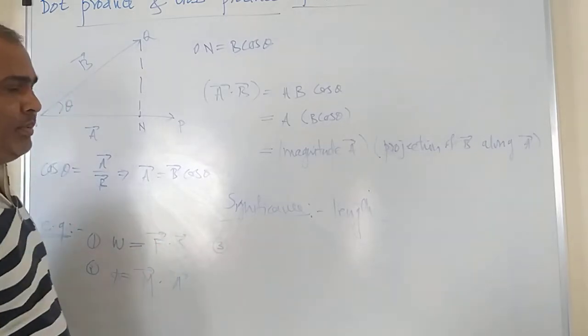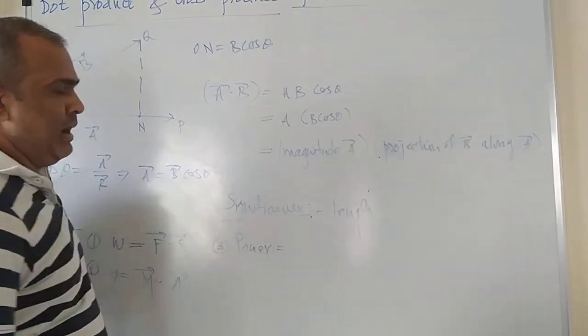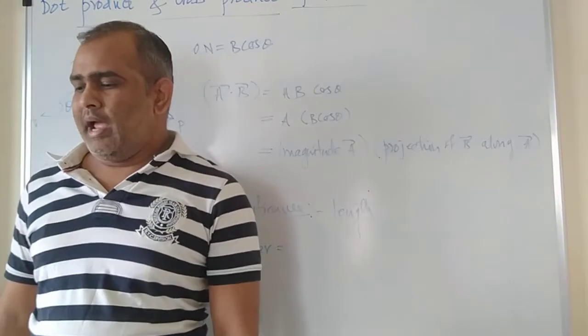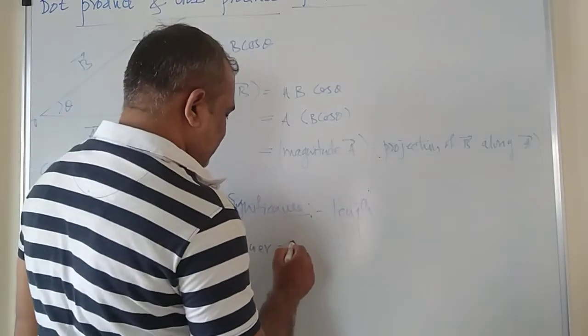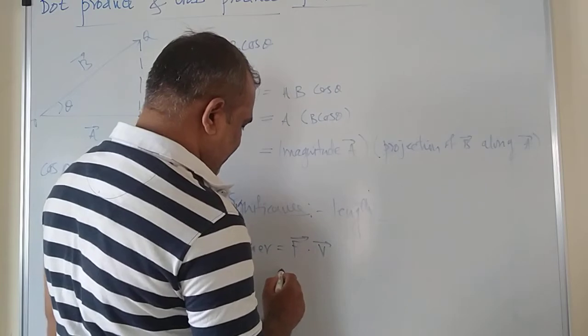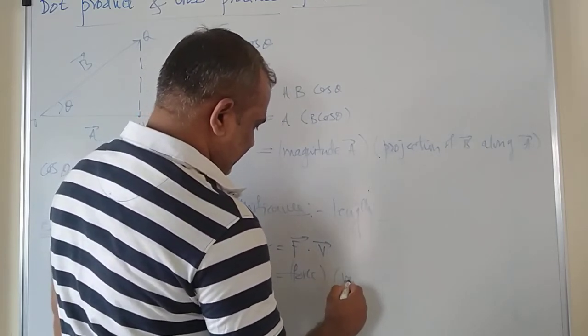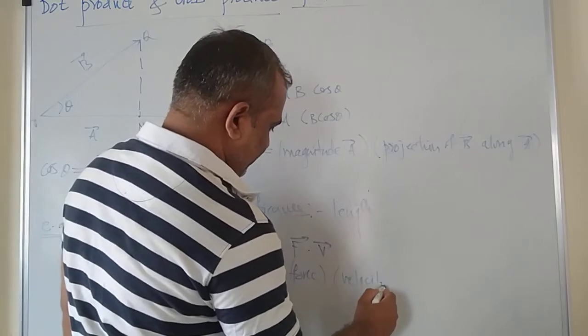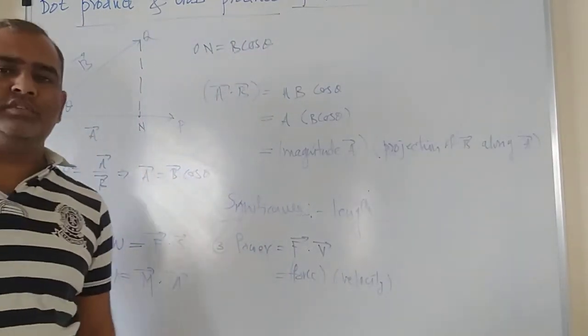It's a third example. You can give an example of power. Power is a scalar quantity and it's a product of two vector quantities. Which are those? Force into velocity. So F bar dot V bar, I can say here force and velocity dot product gives you this quantity.